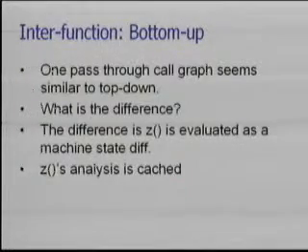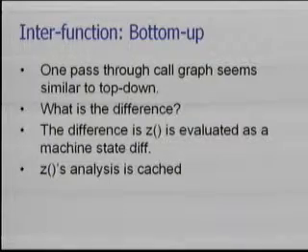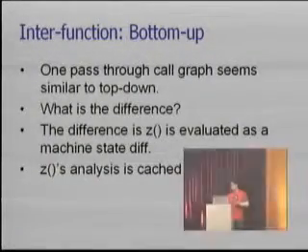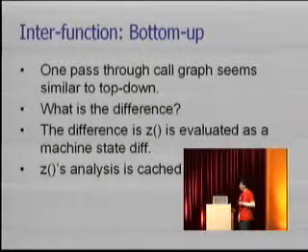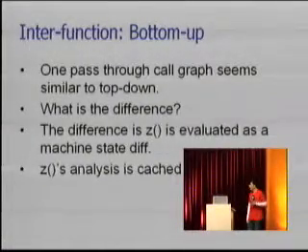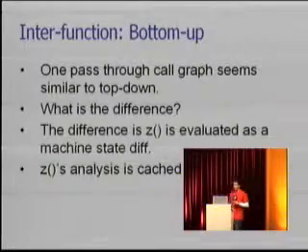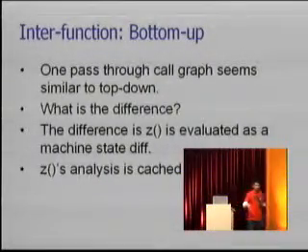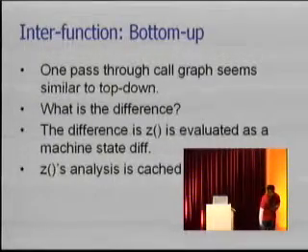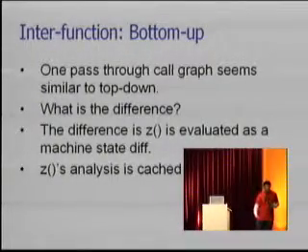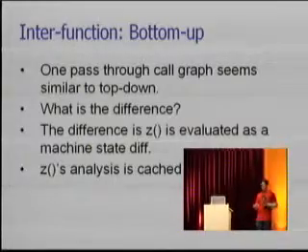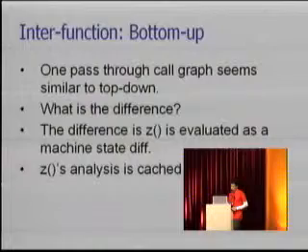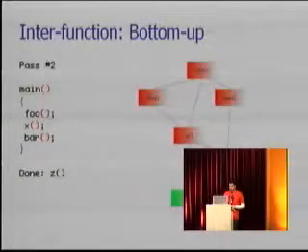We can cache this expression for z. So that was one path down, and it seems a lot like top down, but the difference is that z is done. Z is evaluated as a diff, and the analysis is cached. You don't have to look at z ever again. Instead of before, where you have to go down like with a yo-yo, and you have to go down the call chain and come back up and analyze everything over and over again. You have a definition for z, and it's cached, and you don't have to do that again and again.